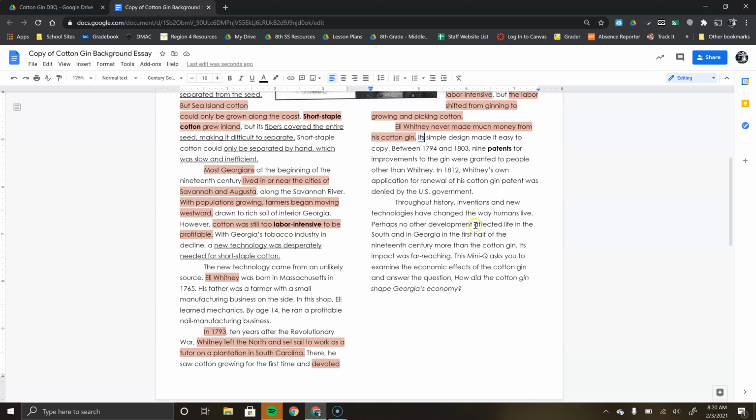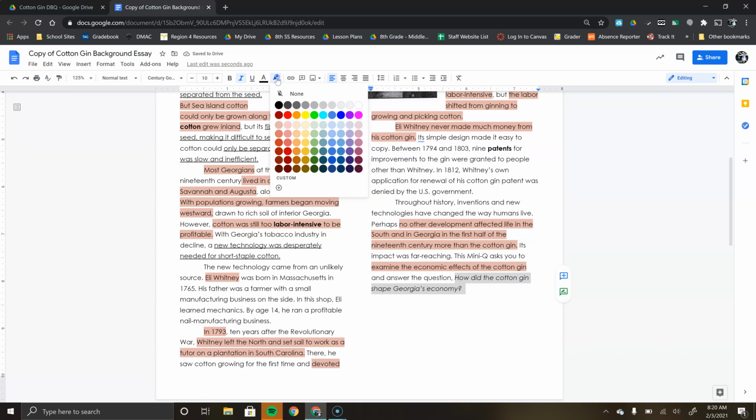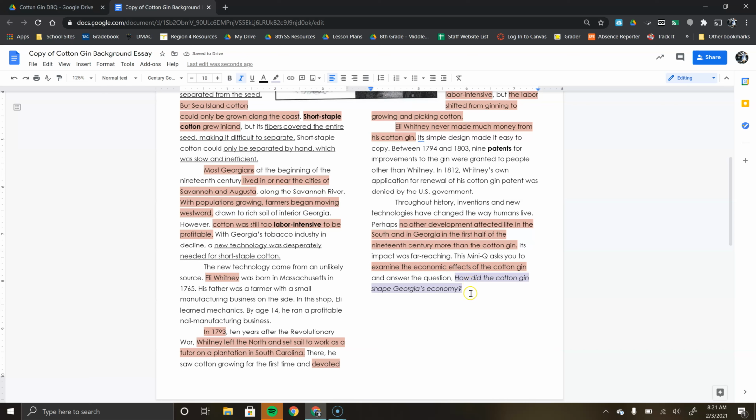All right, so we know that there's no other development that affected the lives like this. This cotton gin changed everything for the South. It was a game changer. It's like getting something so obvious, but you never thought of it before. It just changes everything for them. So we are going to examine the economic effects. How does this change the economy of the South? And it does by a lot. And then this is our question that we're going to answer. I'm going to go ahead and highlight that in a different color. Let's go with purple. So how did the cotton gin shape Georgia's economy?